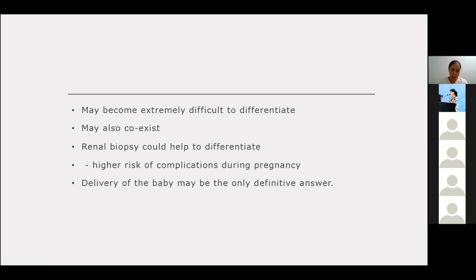Renal biopsy could help to differentiate, but the biopsy is associated with a very high risk of complications during pregnancy. So usually it is not done during pregnancy. So the delivery of the baby may be the only definitive answer, because in preeclampsia, everything subsides after delivery, but in lupus nephritis, the symptoms will continue to persist.